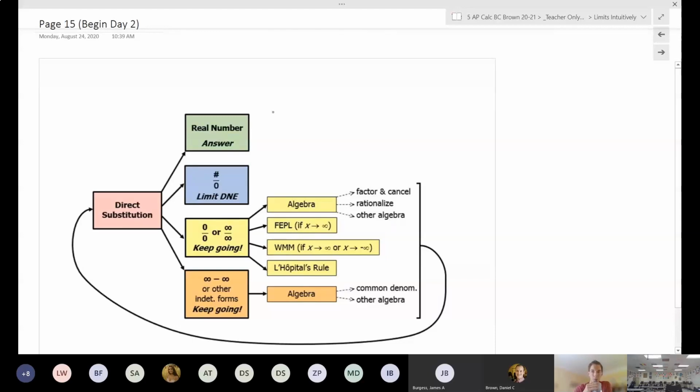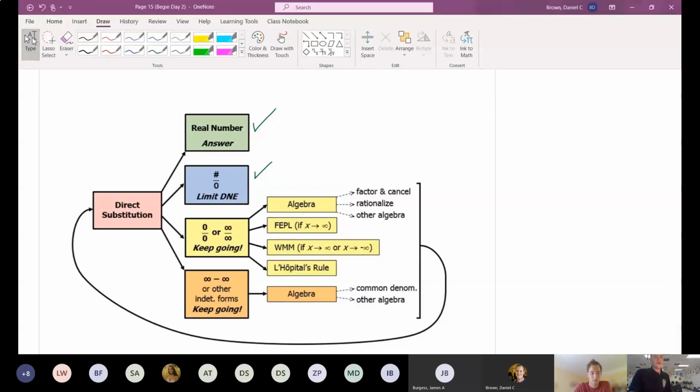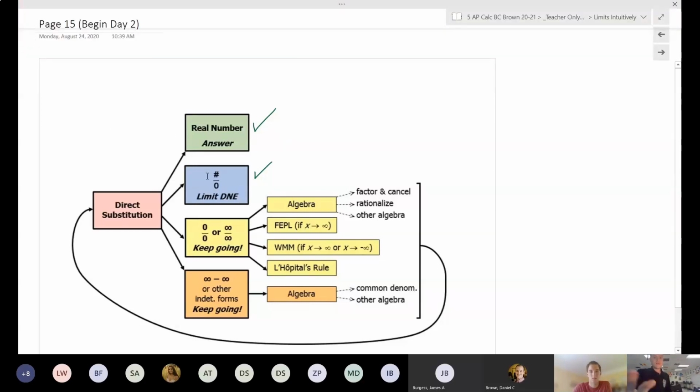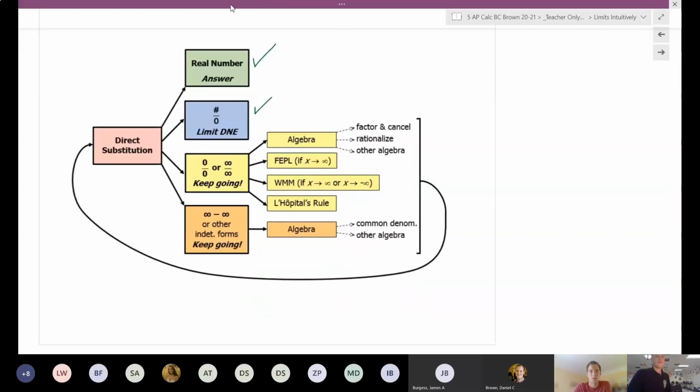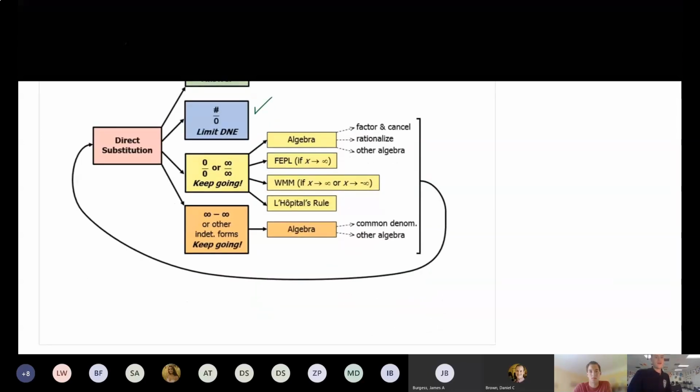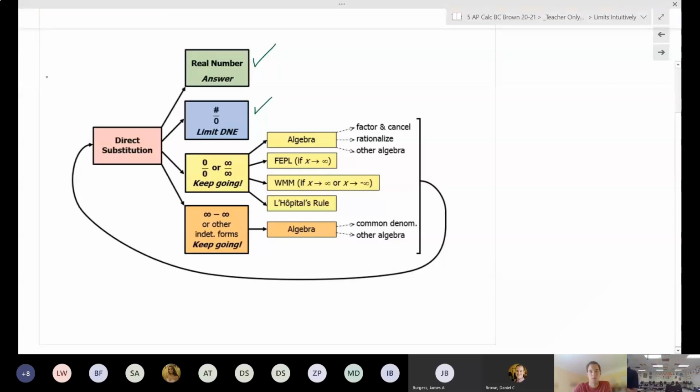When you get a real number or when you get a number over zero, those are going to be the easy ones because those are going to be the ones where you can stop. That is your answer. The cases that we're going to continue with is looking at these indeterminate cases. And the indeterminate cases that we have are going to be like 0 over 0. We have infinity over infinity. And then we have some other cases.